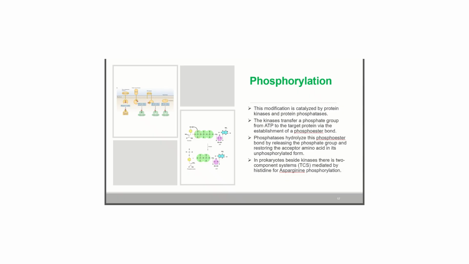So as you can see here, this is how the phosphorylation modification takes place. This modification is catalyzed by protein kinases and protein phosphatases. These are the enzymes that take part in the phosphorylation process. The kinases transfer a phosphate group from ATP to the target protein by the establishment of a phosphodiester bond.